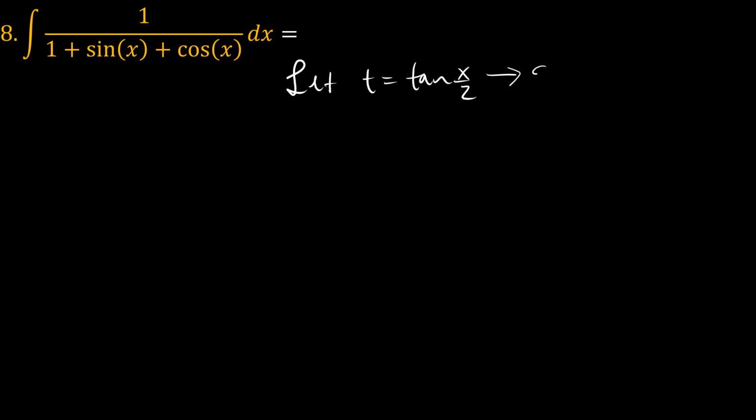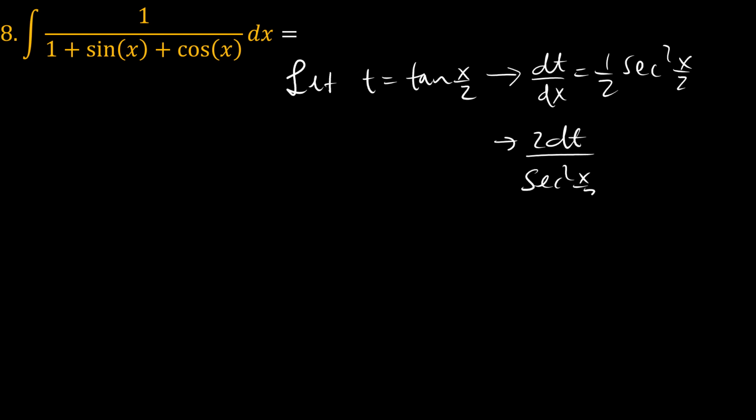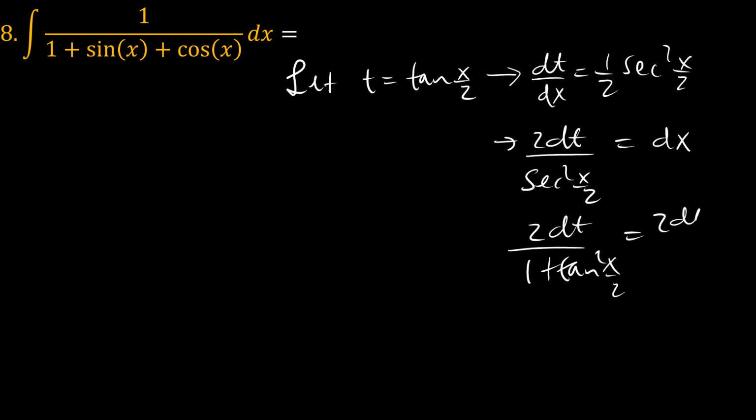What that means is that dt dx is equal to a half sec squared x over 2, which means that we have 2 dt over sec squared x over 2 is equal to dx, and this is the same as 2 dt over 1 plus tangent squared x over 2, which is equal to 2 dt over 1 plus t squared is equal to dx. So an important substitution, right?